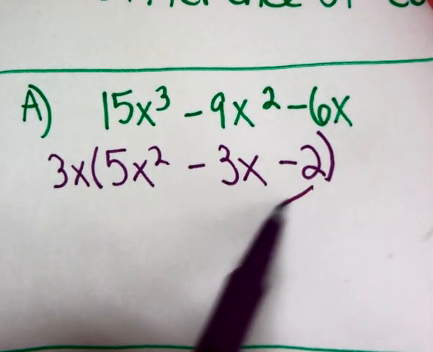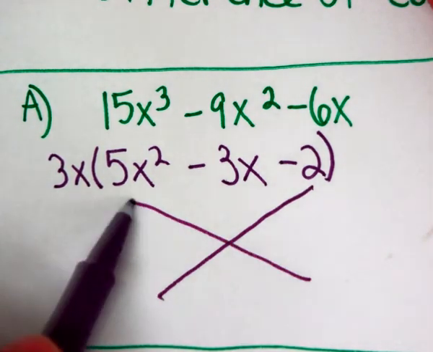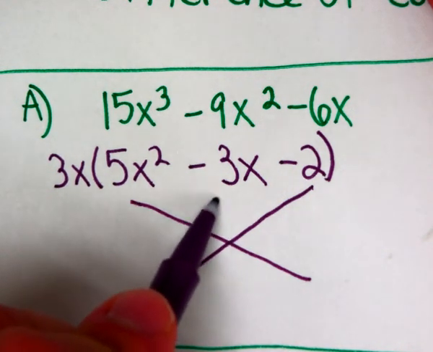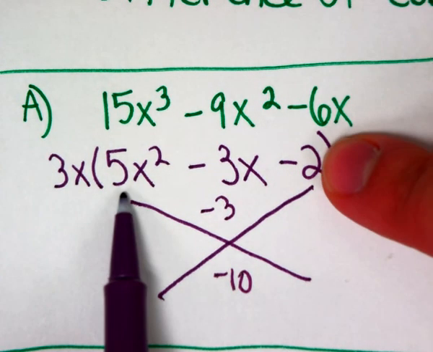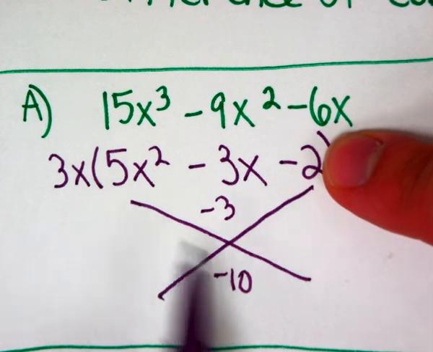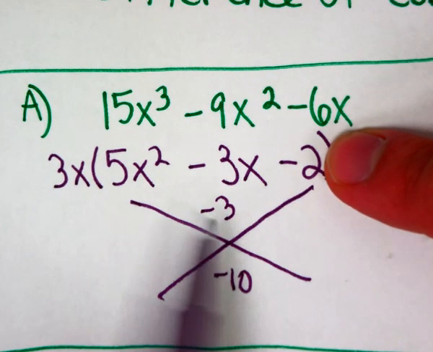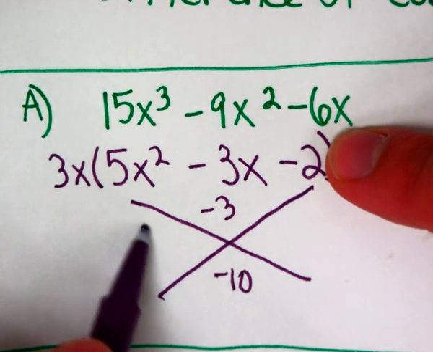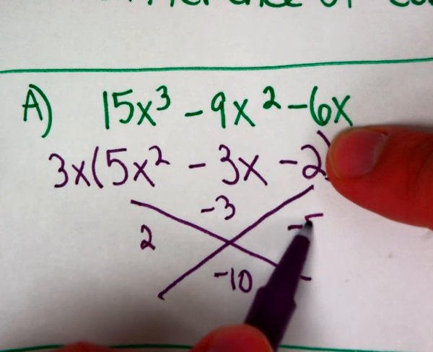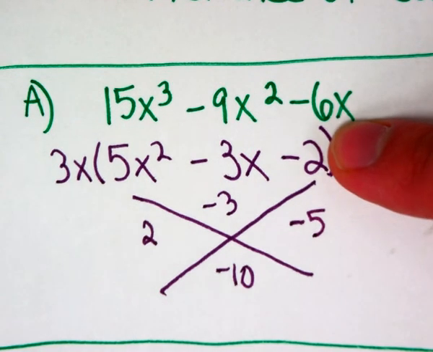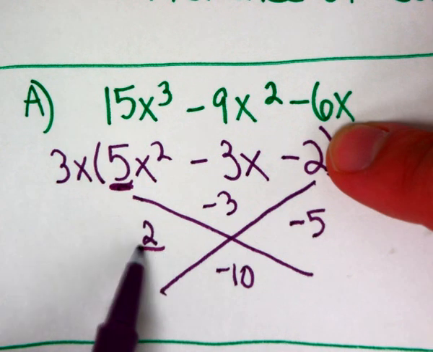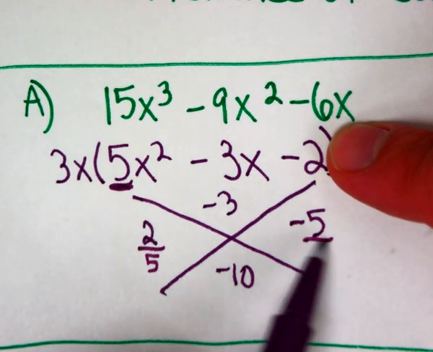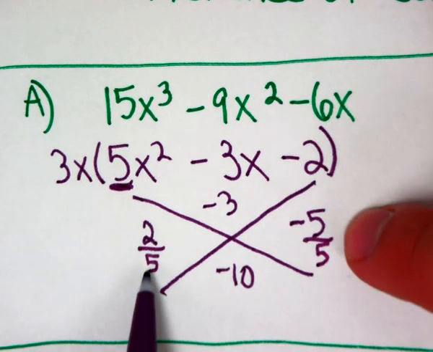When we do bottoms up, let's go ahead and set this up. We end up with a negative 3, a negative 10. Remember that's your A times C value right here, 5 times negative 2. The factors of negative 10 that will add up to negative 3 are going to be 2 and negative 5. From here, remember we now divide both of them by our A value, which is 5, so let's divide by 5. And then we have to make sure we reduce each one of them if we can.